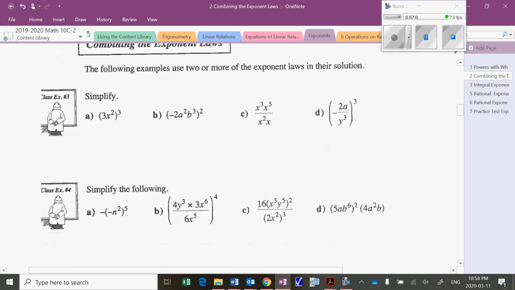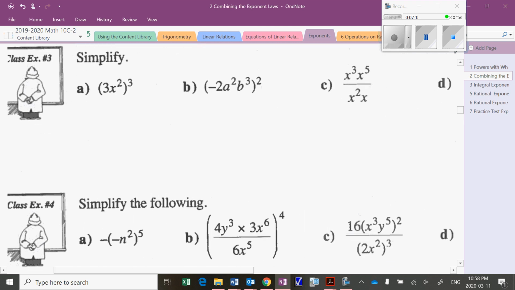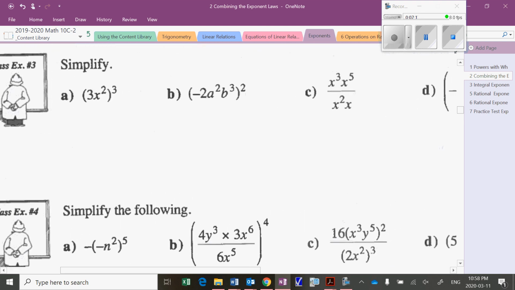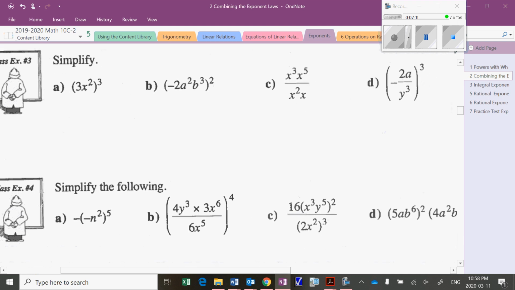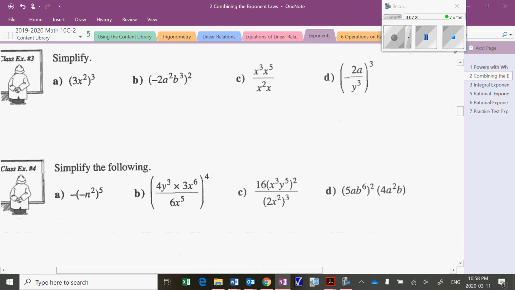Okay. When we combine exponent laws, then if you take a look at example 3, again, that whole idea of if in doubt, expand it out definitely continues to apply. So for this, it's important to recognize that the 2 only applies to the x. However, the 3 applies to the coefficient of 3 as well as that x squared. So if you need to, then simply write out 3x squared times 3x squared times 3x squared.